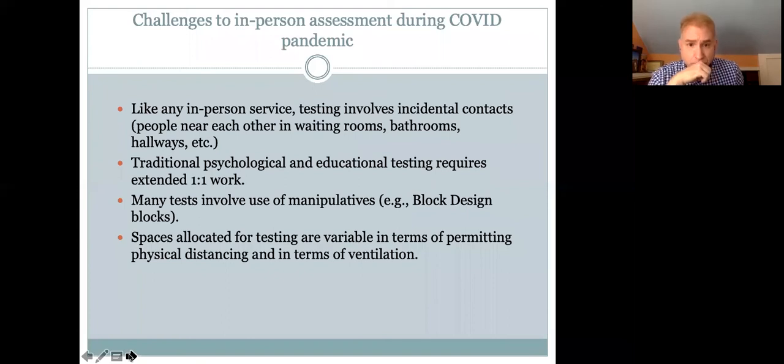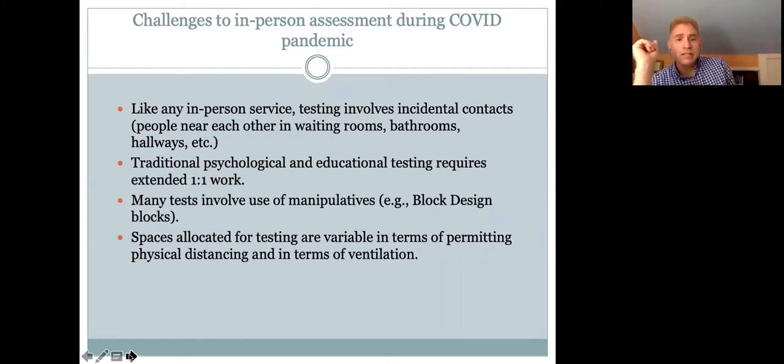In addition, traditional psychological and educational testing requires extended one-to-one work. My batteries are typically, a full battery is usually about 6 hours long, 6 hours of face-to-face time. Many tests involve use of manipulatives, like the block design blocks from the WISC, where you're using plastic blocks to create designs. So there's contact issues.